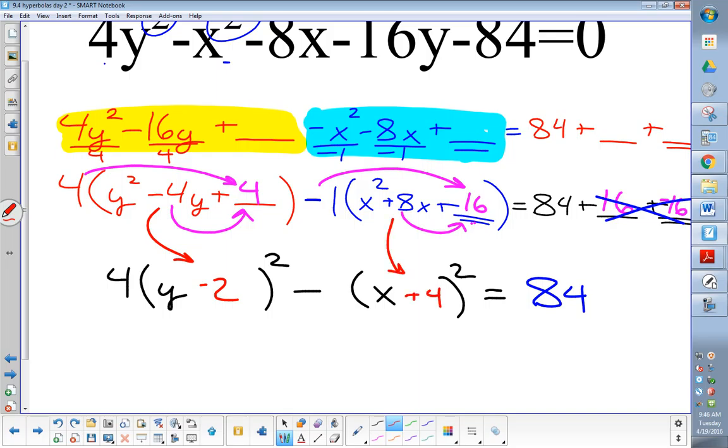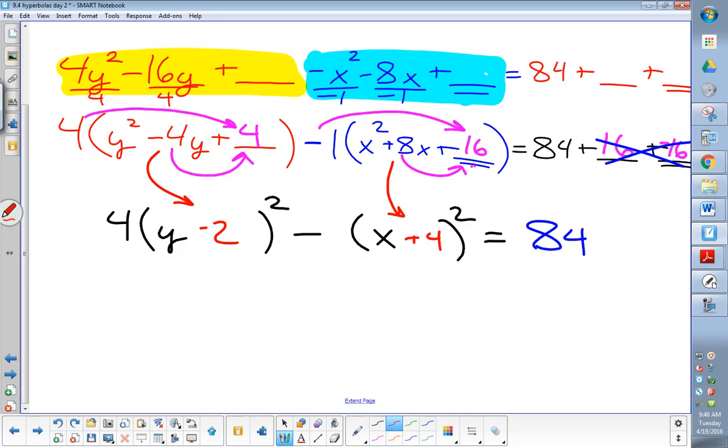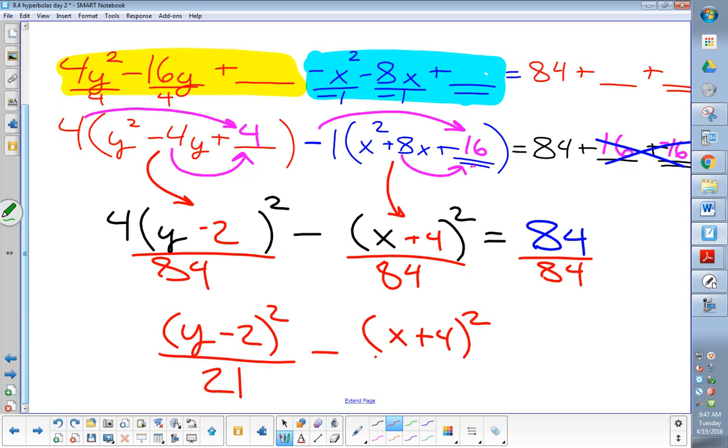Almost done, but not quite. Floor, what do I still need to do here? Yep, we want to make this equal to 1, so we're going to divide everything by 84. So that's going to get me y minus 2 squared over 84 divided by 4, 21, minus x plus 4 squared over 84 equals 1.